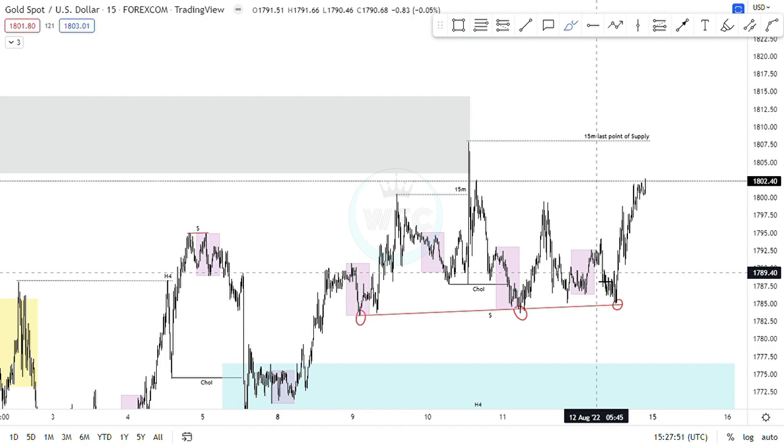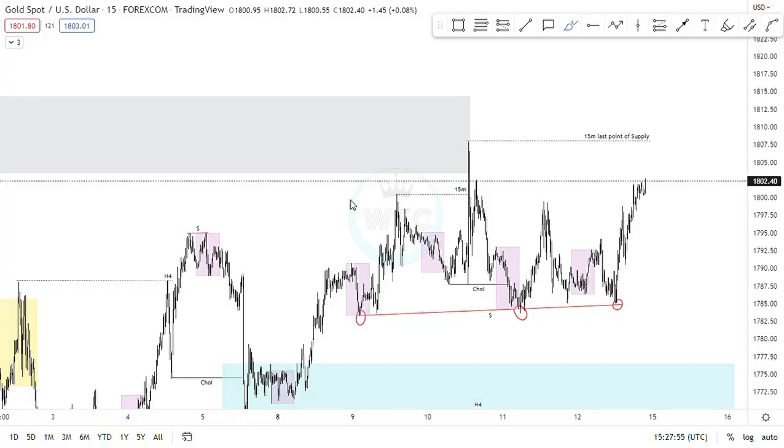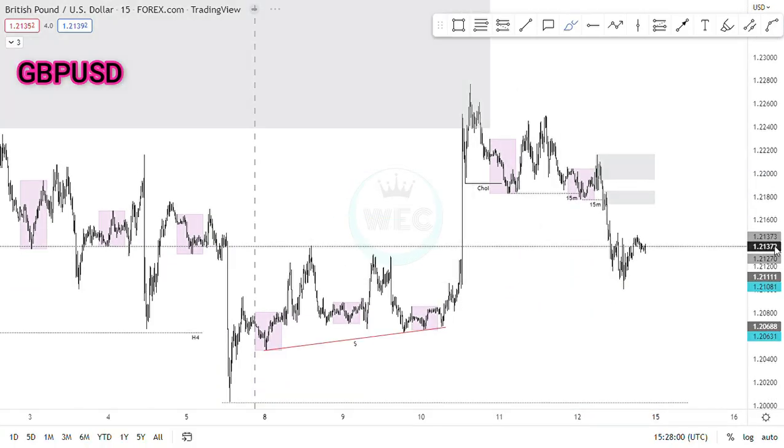And the last pair that we will be looking at is GBP USD. Okay, so real quick, GBP USD, what is it saying on the daily time frame?